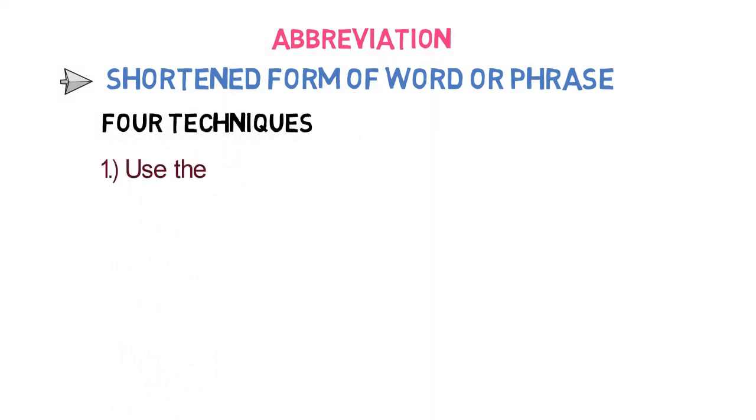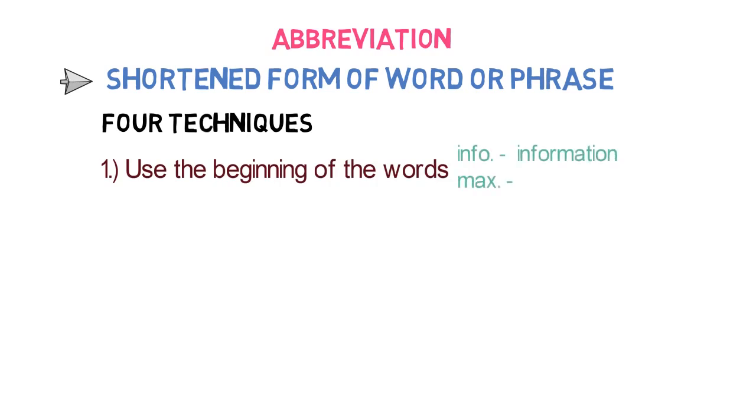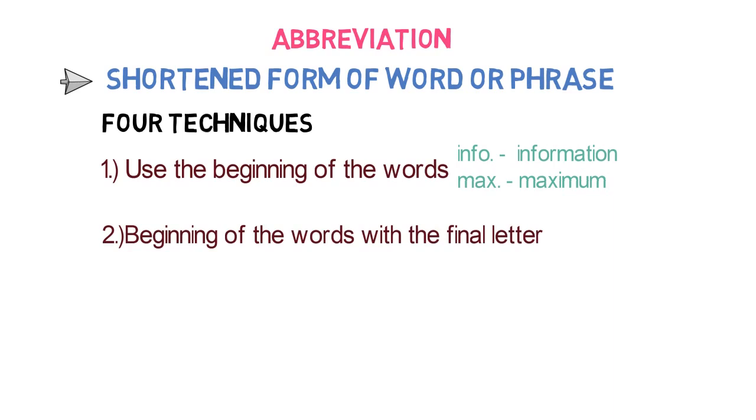Number 1. Use the beginning of the words. Example, info stands for information and max stands for maximum. Number 2. Use the beginning of the words with the final letter. Here GOVT stands for government.